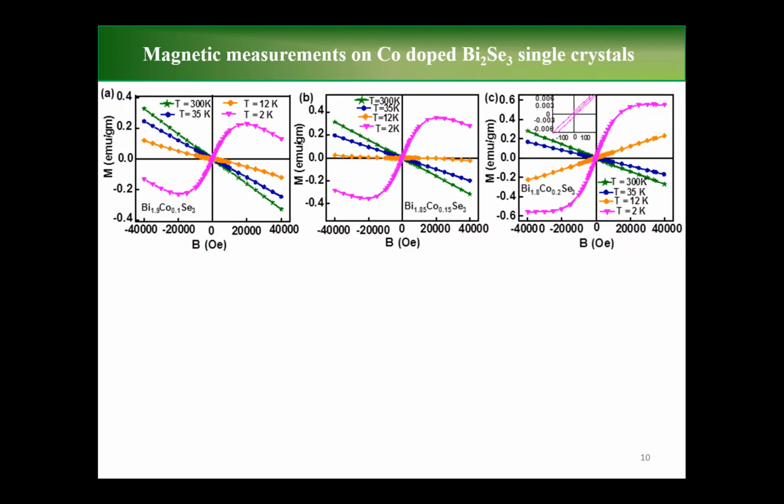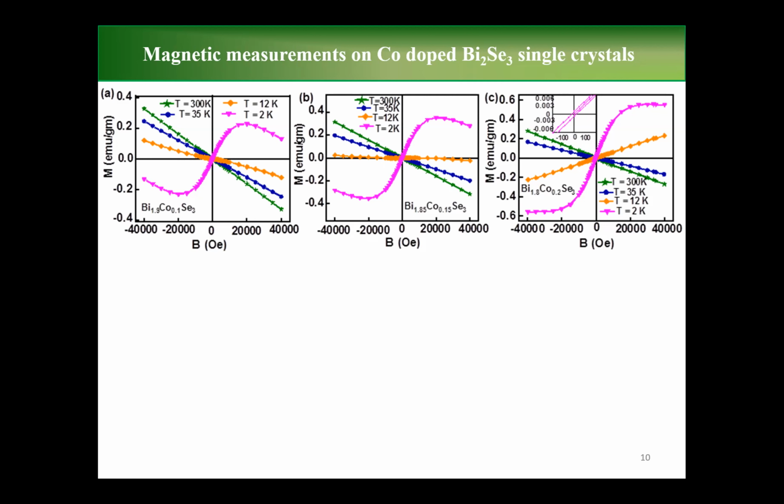Then we performed the magnetic measurement on cobalt-doped bismuth selenide. We can see that for lower doping of cobalt, no saturation magnetization was observed. The decrease in magnetization at high field is because of the diamagnetic contribution of the bismuth selenide matrix. But as we increase the cobalt concentration, we can see that we have achieved a saturation magnetization for cobalt 0.2 Bi2Se3.